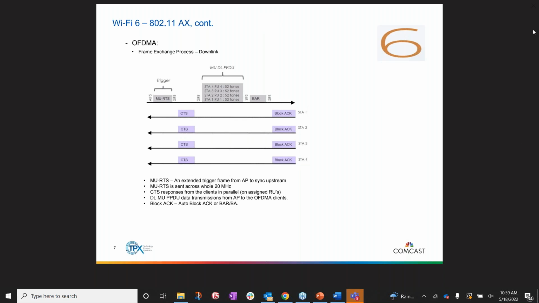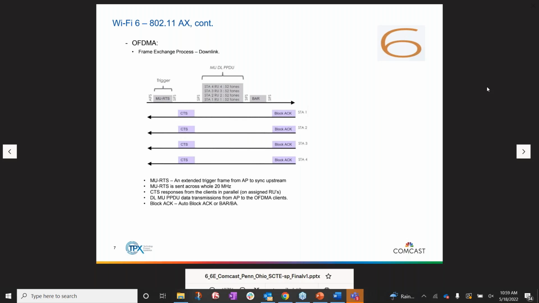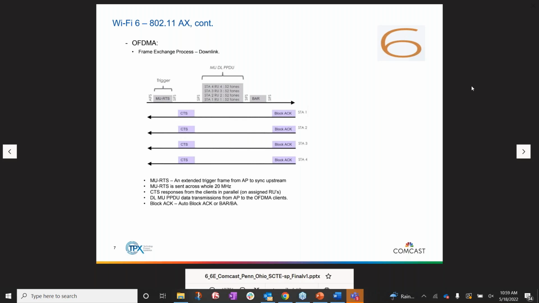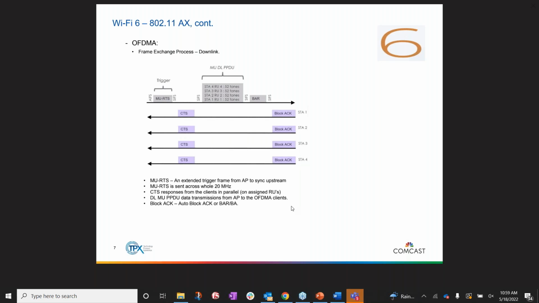We are on the next slide. Okay. So like I mentioned earlier, an 11ax AP can talk to multiple clients in a single TXOP. So how is that being achieved here? We'll see how the frame exchange happens in the first phase of the downlink.